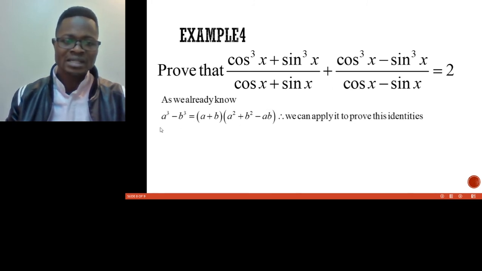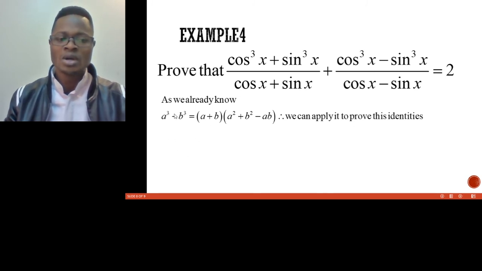We already know that a cubed plus b cubed is equal to a plus b. We know this from the Pythagorean theorem, if we are talking about a squared plus b squared is equal to c squared. But in this case, we have a cubed minus b cubed. This can be represented as a plus b into a squared plus b squared minus ab. So we simply need to replace whatever we have here using this identity. So we can actually apply it to prove these identities. Let us proceed and see what will happen.